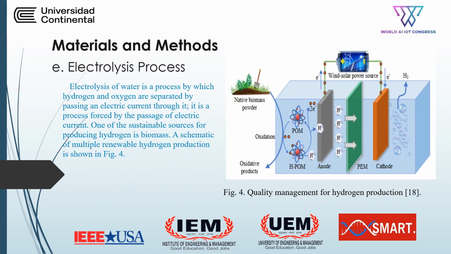Electrolysis process. The electrolysis of water is a process by which hydrogen and oxygen are separated, passing an electric current through. It is a process forced by the passage of electric current. In this part, with a wind and solar power source as the supply, for the process of the cathode and anode, you obtain the separation.